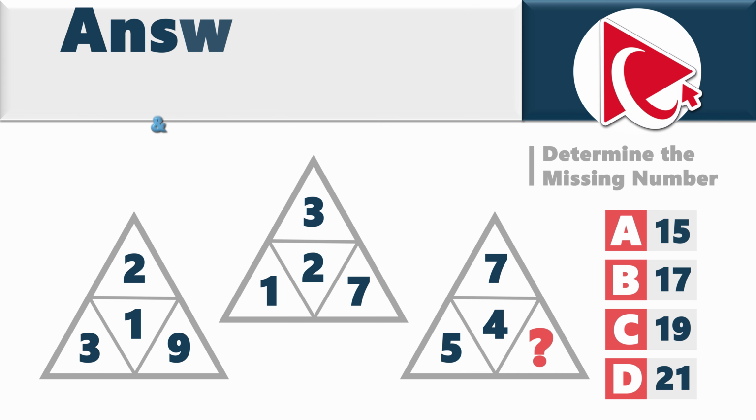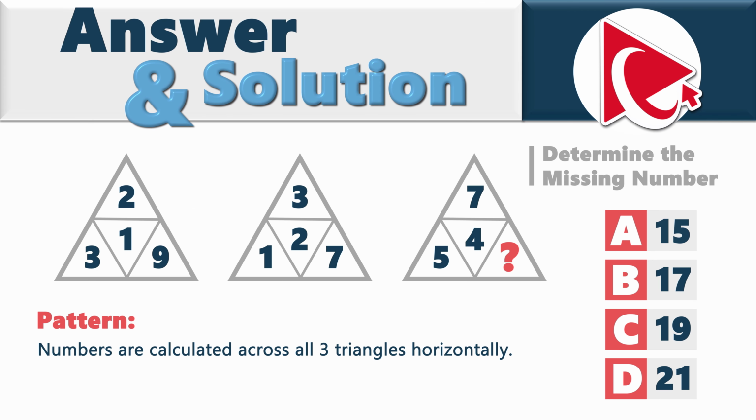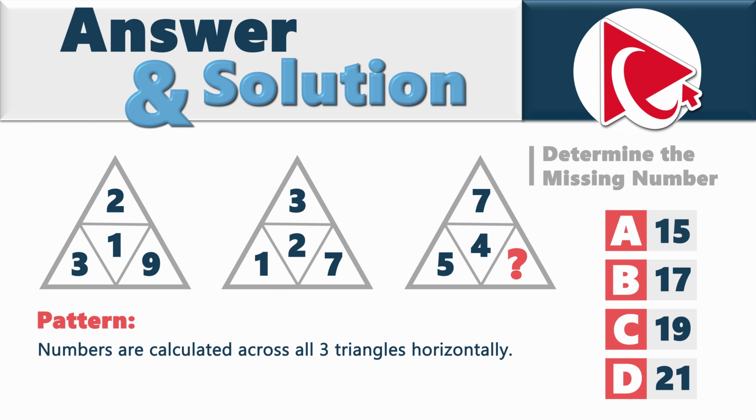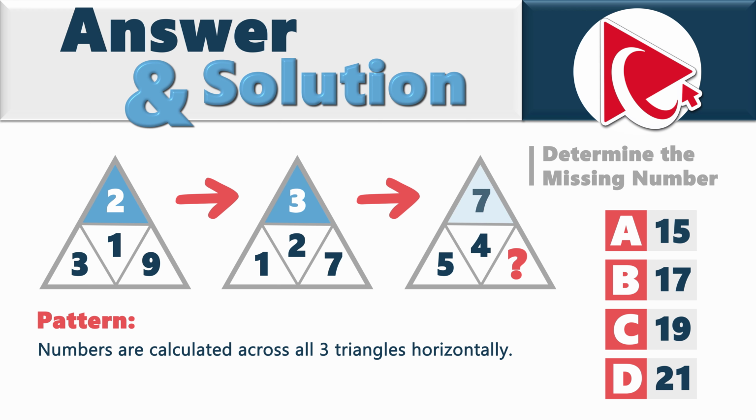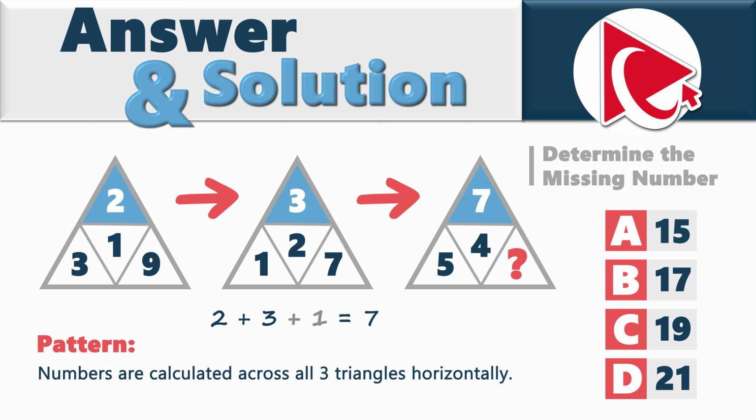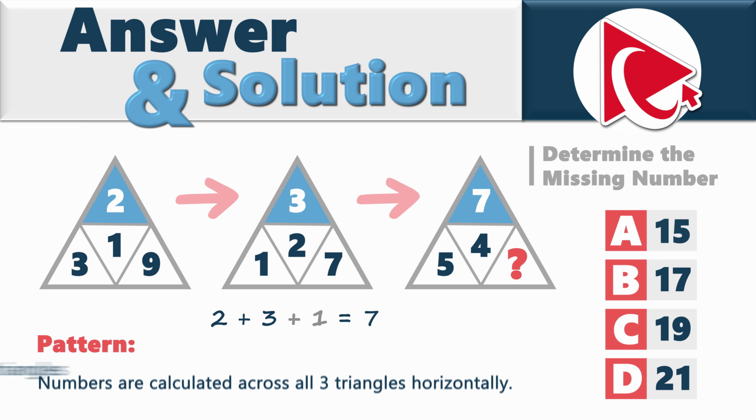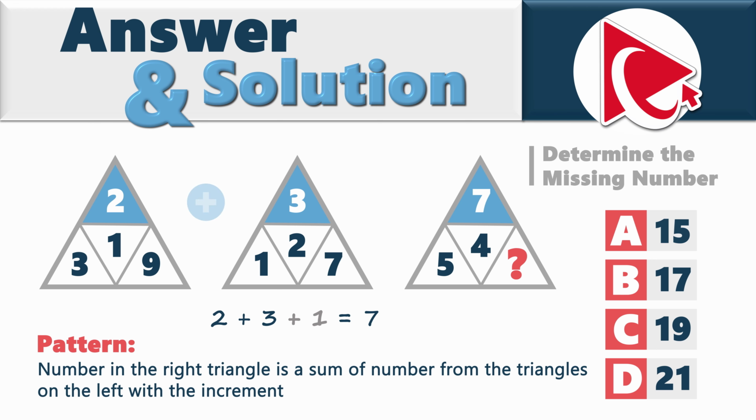If you looked closely enough, you might have noticed that numbers here are calculated across all 3 triangles horizontally. Let's look at the examples. On the top of 3 triangles, there are numbers 2, 3, and 7. 2 plus 3 plus 1 equals 7. So the pattern here is that the number in the right triangle is the sum of numbers from the left and the middle triangles with addition of the increment.